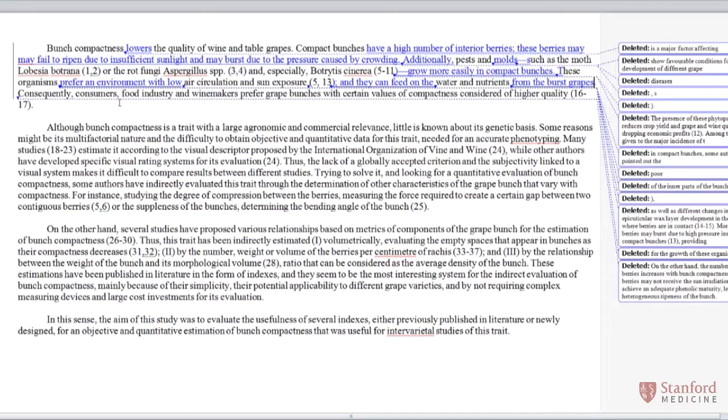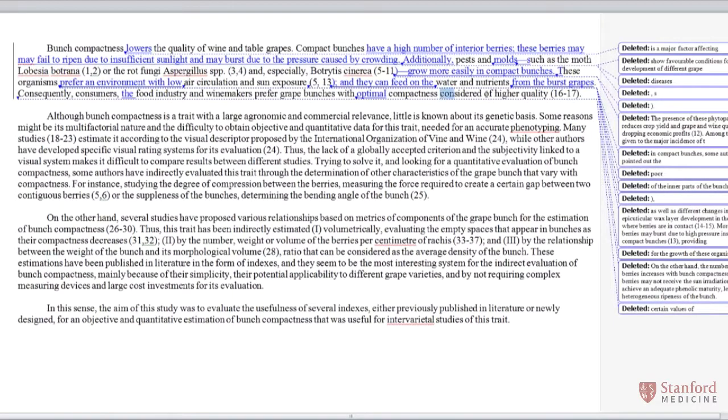Consequently, consumers, food industry, I think that we need a the there, consumers, the food industry, and winemakers prefer grape bunches with certain values of compactness considered of higher quality. That's a little bit wordy. Could we just maybe say prefer grape bunches with optimal compactness?